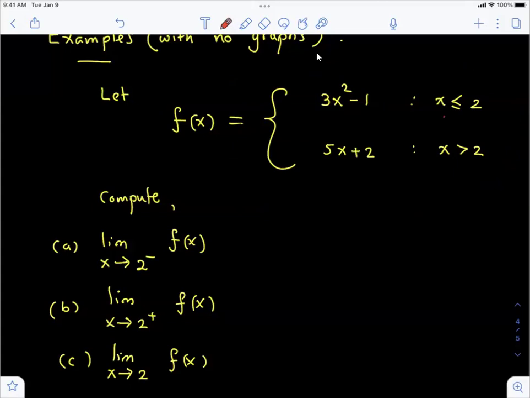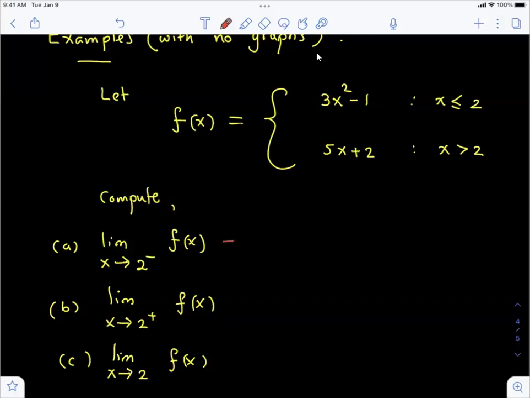The first one, when x is less than or equals to 2, you let function f of x be 3x squared minus 1. And on the other hand, when x is greater than 2, you let the function be this linear component of 5x plus 2. Now, how does that work? I'm not going to spoil this example just by giving a graphical intuition right away, but at the end I can draw it. But for now, let's try to do this computation.